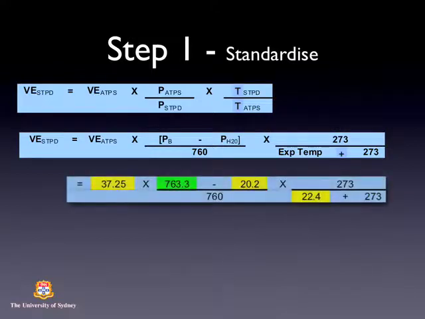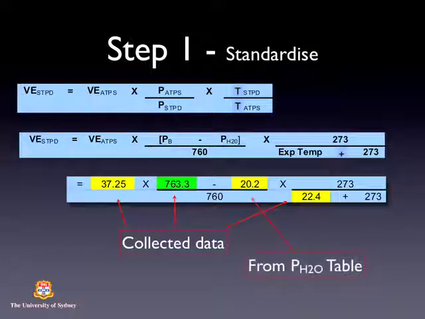So if we enter in our data, your equation should look something like this. Here's our collected data of expired air temperature, our barometric pressure and our volume expired. And this is our PH2O, or our pressure of water vapor, and we figure this out using a table corresponding with our expired air temperature. We enter this data in, you should get a number around about 33.66 or 33.67 litres of expired air standard.